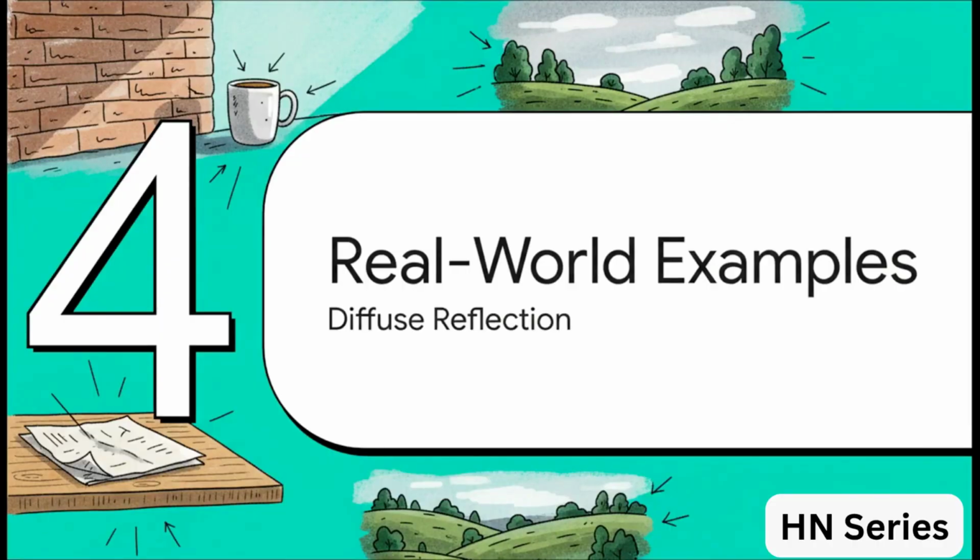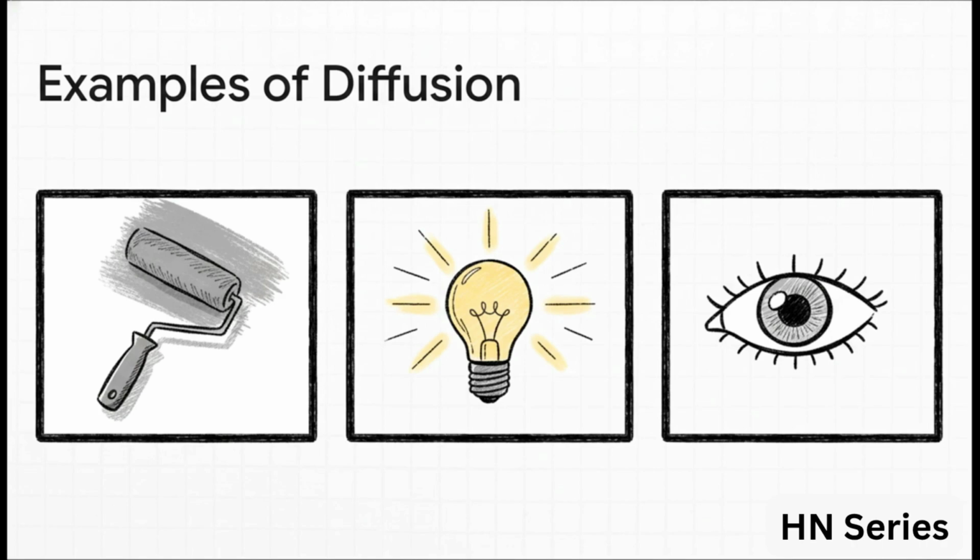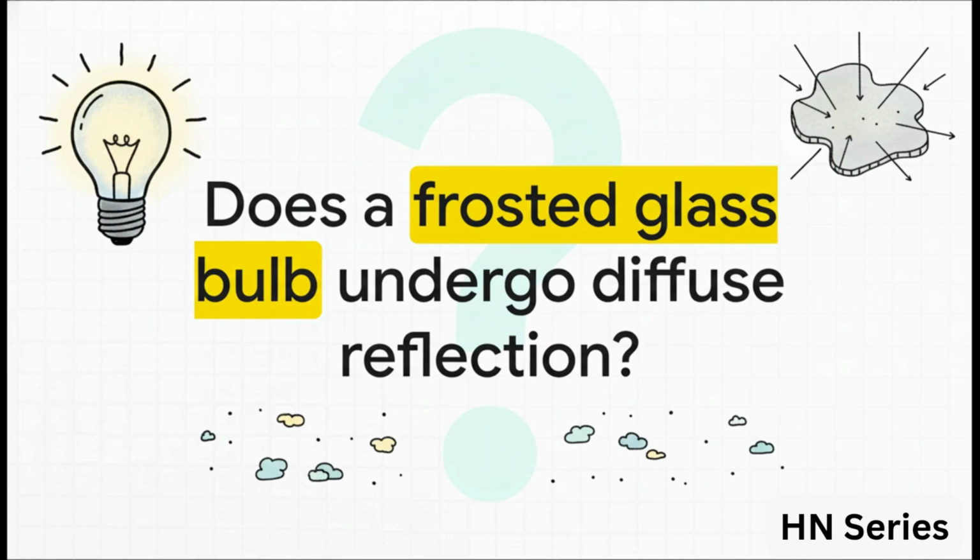All right, that's enough of the theory. Let's talk about where this stuff actually shows up in the real world. I mean, where can you see this happening every single day? Well, the most obvious one is matte paint. It's literally designed to create that soft, even look by maximizing diffuse reflection and killing that shiny glare. Frosted glass on a light bulb does the same thing. It scatters the light to give you a soft glow instead of a harsh, blinding point. And get this, even our own eyes use diffuse reflection to help process the light that comes in. How cool is that?